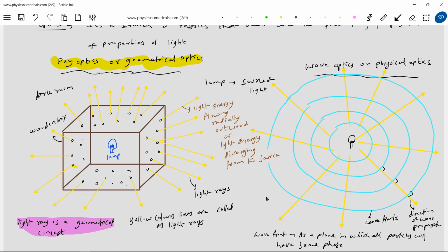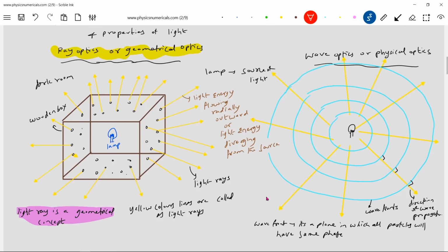So therefore, what is the advantage of this geometrical optics or ray optics? It's very easy to study the properties of light doing this. So what do you mean by that? The direction of this arrow will indicate the direction of propagation of energy. I think this is a very, very important condition that I'm bringing. So what is this one?